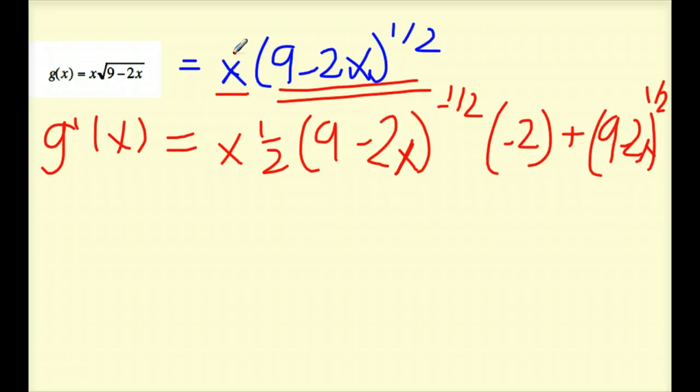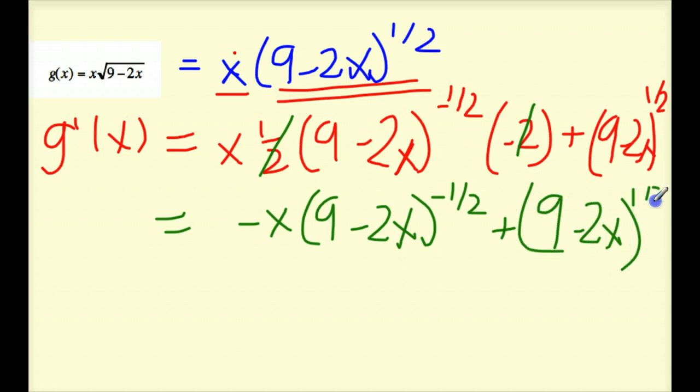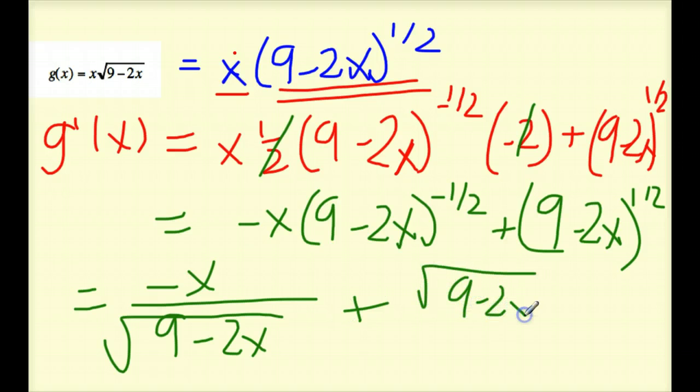So if I simplify this, this 2 cancels this 2, and what I get is negative x times (9 minus 2x) to the negative 1/2, plus (9 minus 2x) to the 1/2. So let's go ahead and bring down my denominators, and what I get is negative x divided by the radical of 9 minus 2x, plus the radical of 9 minus 2x.